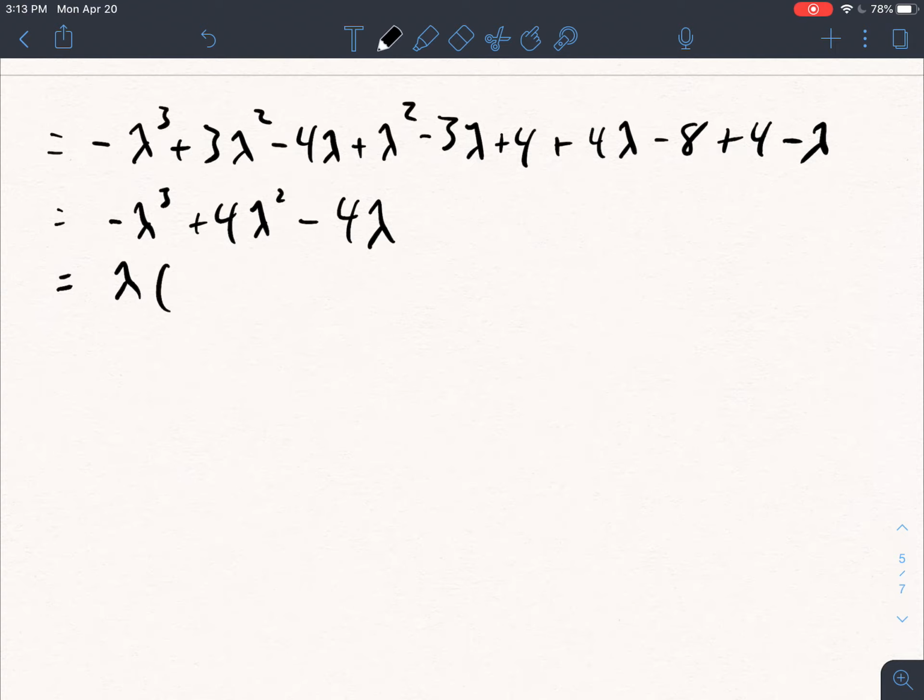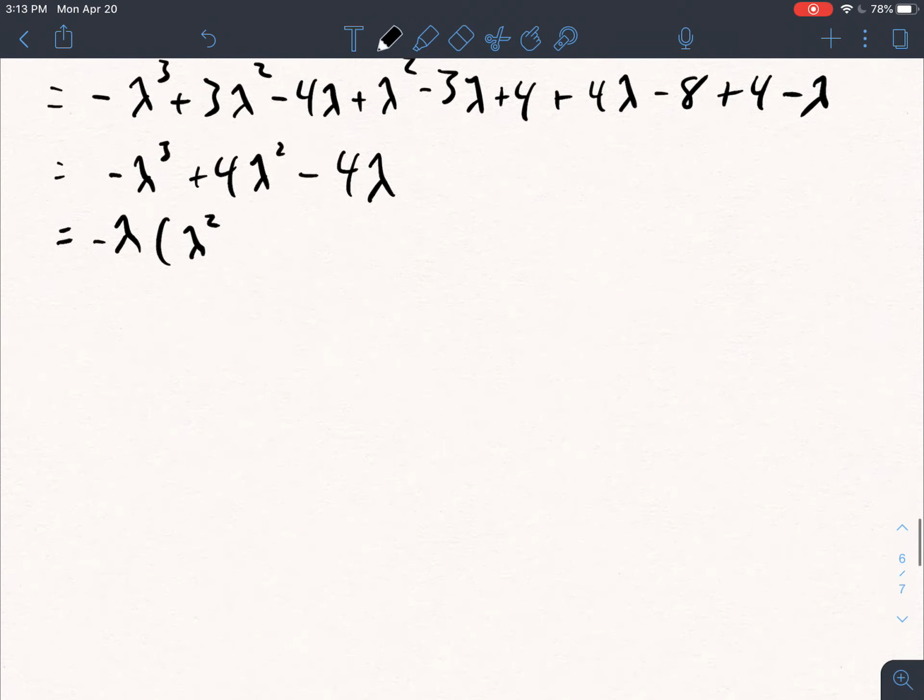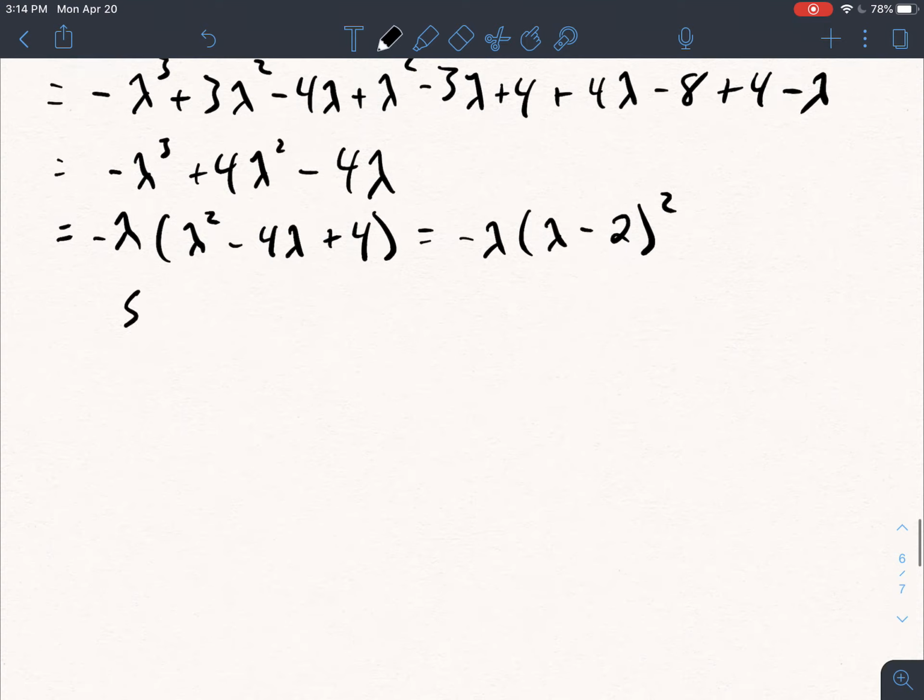So now I can factor out a lambda from all this because I just have a 0 right there. And this is equal to negative lambda times lambda squared, plus, nope, that'd be negative lambda squared minus 4 lambda plus 4. And I can factor this as lambda minus 2 squared.